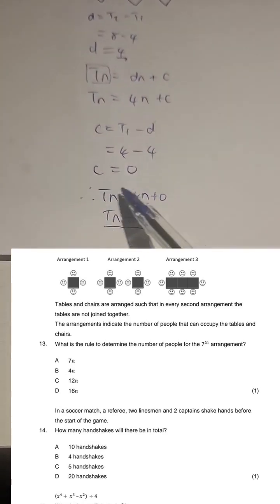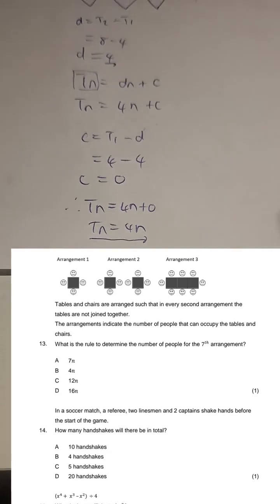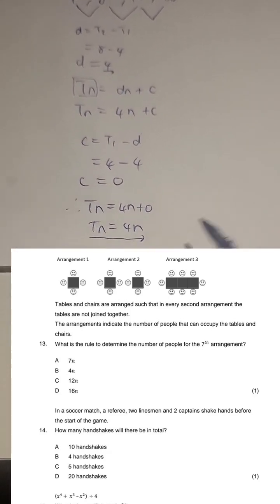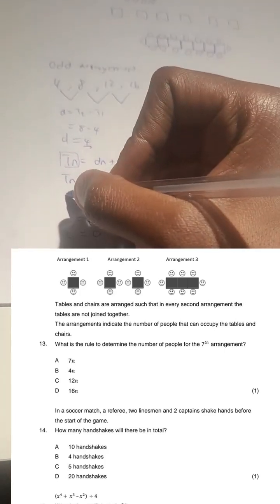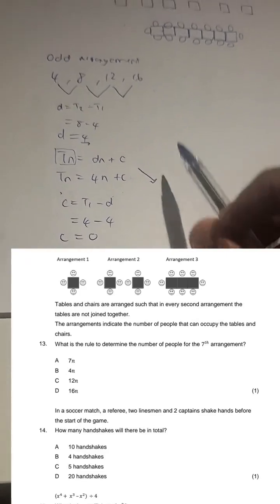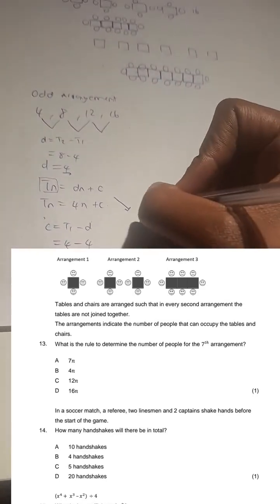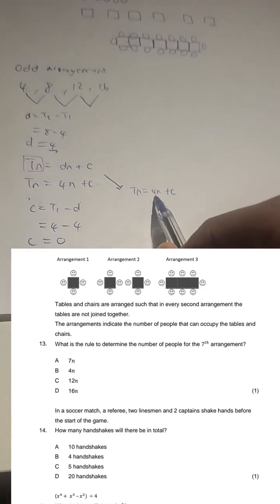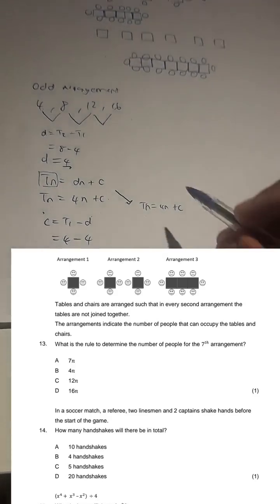This is your rule to find the 7th arrangement. Tn is equal to 4n. Or to find the C value, you could basically choose one of the terms in the sequence, whatever term. You could say Tn is equal to 4n plus C. We know how we found the D, which is the constant difference. We said T2 minus T1, no problem with that.